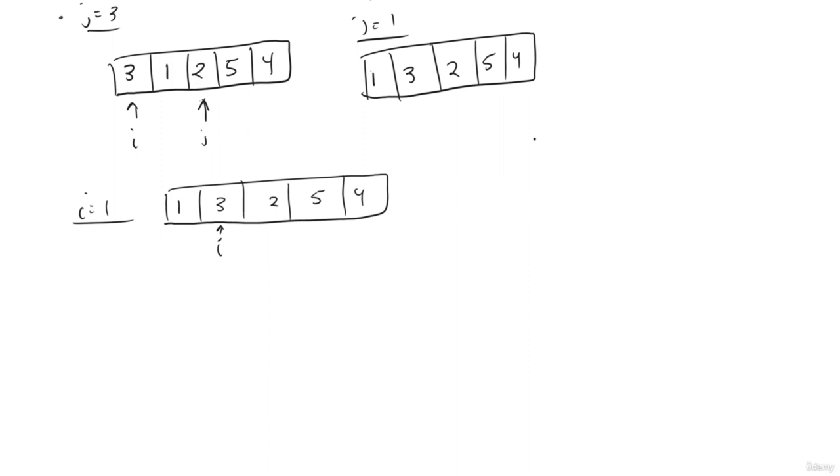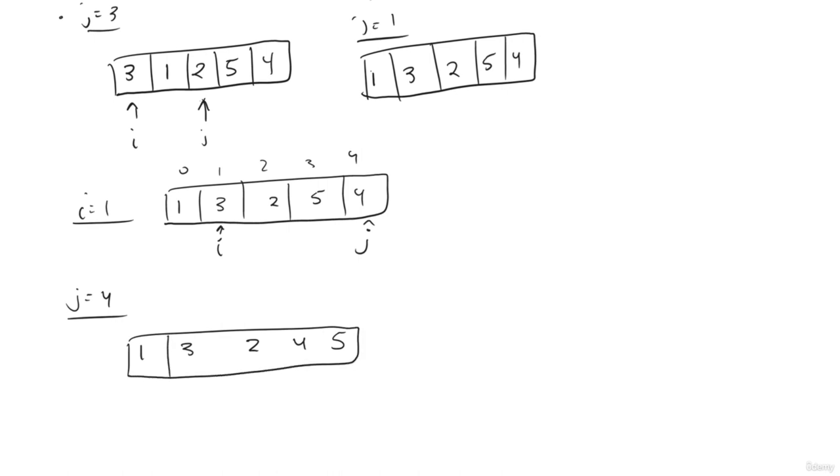And then we start with J all the way down here, and we do the exact same thing. And so we compare A of J with A of J minus 1, and if A of J is less than A of J minus 1, then we swap it. And so when we have J going through 4 in this case, when that terminates, we are left with 1, 3, 2. These two at the end get swapped. Awesome. And then we move on to J is equal to 3.